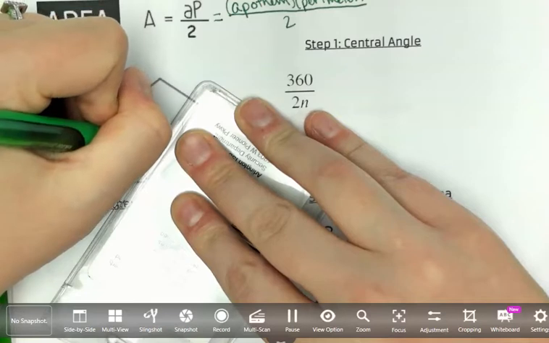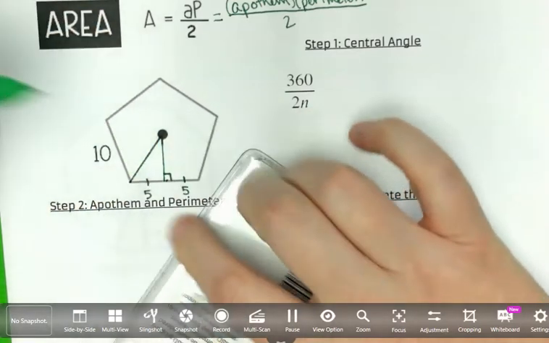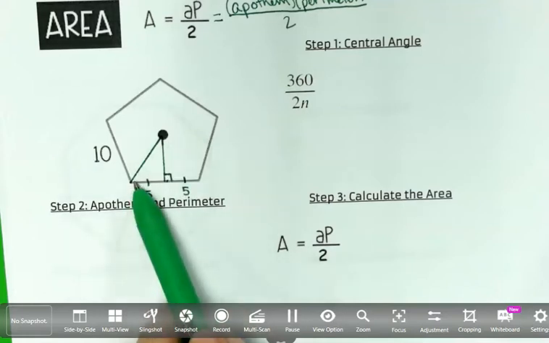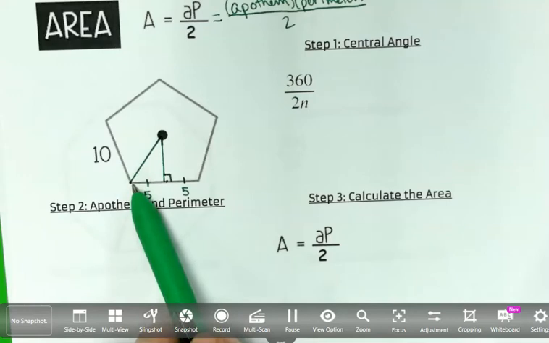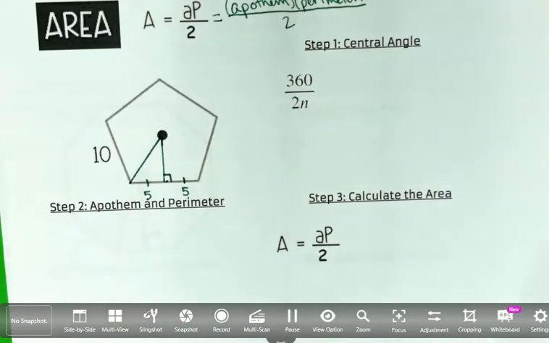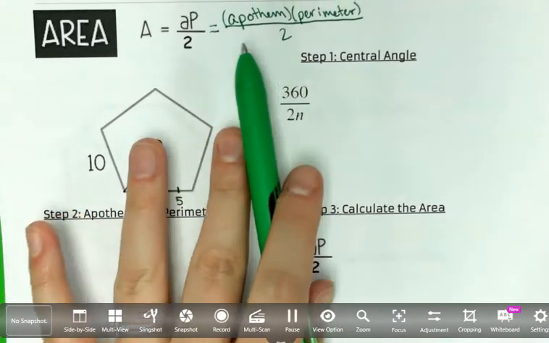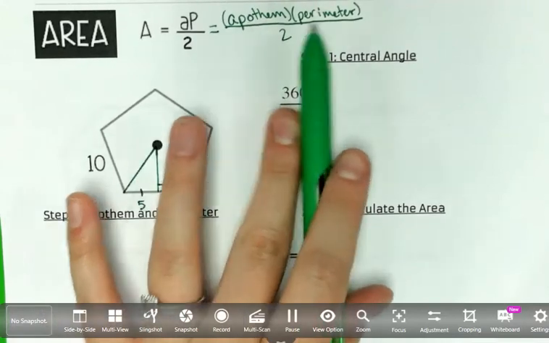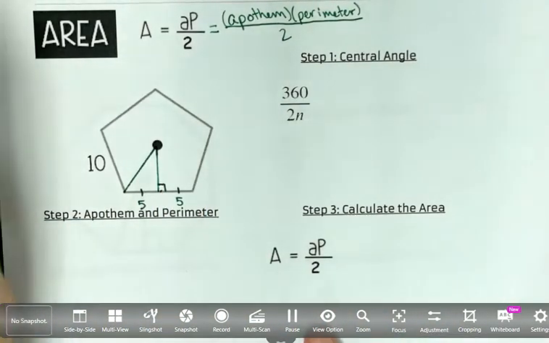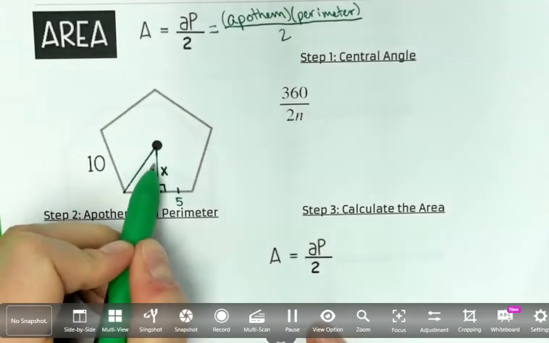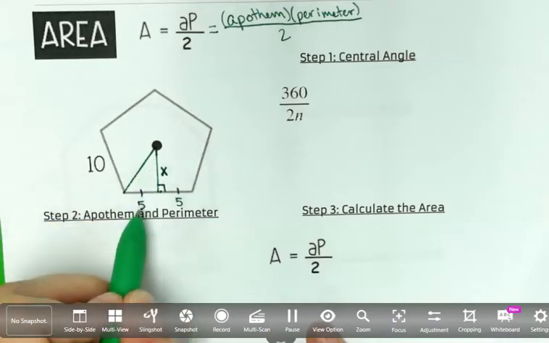But what we need for that to work is a triangle. So what I'm going to do is connect the center to one of the vertices, okay? The center to that vertex. And this creates a right triangle where you can solve for this apothem, which you need for the perimeter, or rather for the area. So you need the apothem, you need the perimeter. We are looking for this apothem. We need to figure out what this angle is. We know that this side is 5.